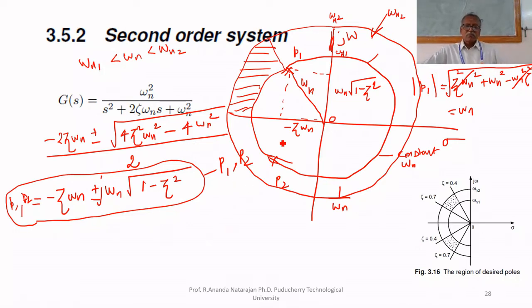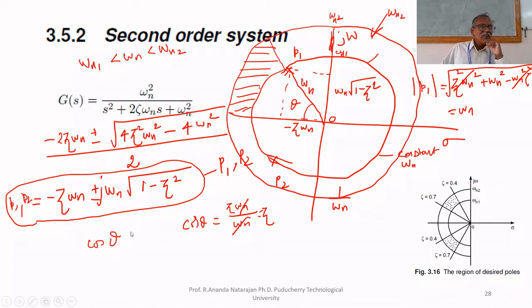What is the angle? This angle between the line from the origin to that pole 1 is theta. What is cos theta? Cos theta equals adjacent side by hypotenuse. Zeta omega n upon omega n, getting cancelled, zeta. Therefore, zeta is the damping factor. Therefore, cos theta is the damping factor.